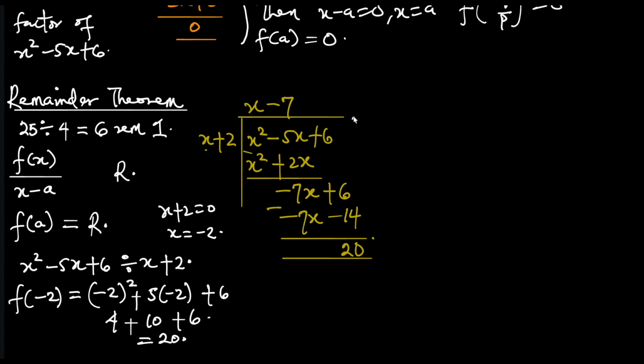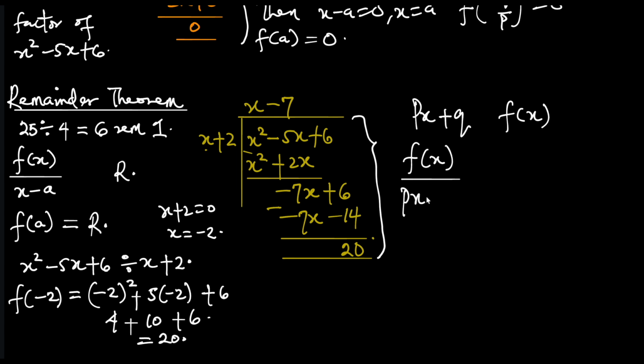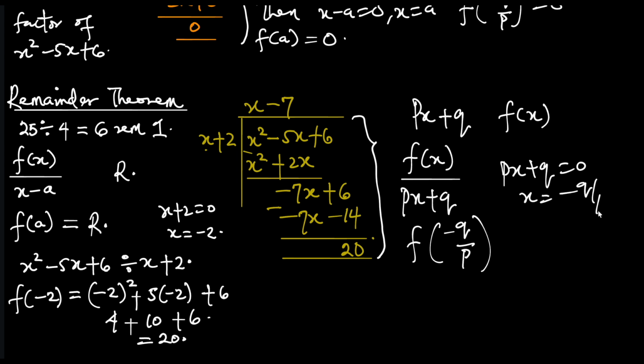So again, rather than going through the rigor of long division just to obtain the remainder, you can apply the remainder theorem by direct substitution, and then you have your answer. Also, if px plus q divides f of x, that is f of x divided by px plus q, and you want to know the remainder, remember that it is going to be f of negative q over p. That is by setting px plus q equal to 0, and then x equals negative q over p. You're going to have your remainder right in front of you.